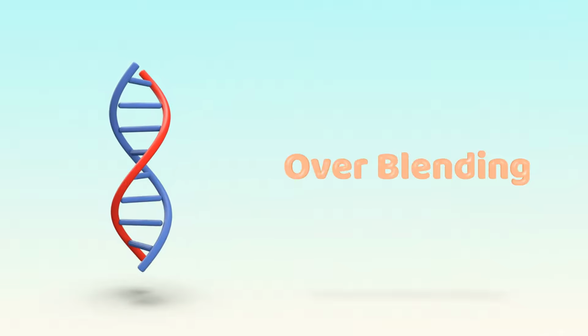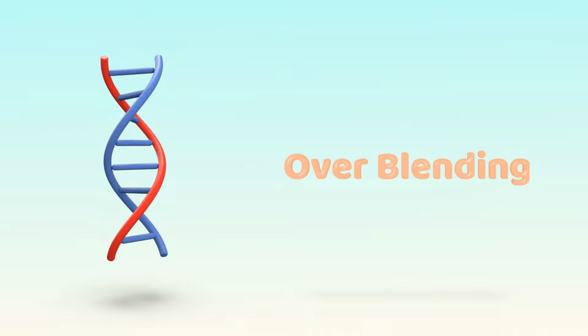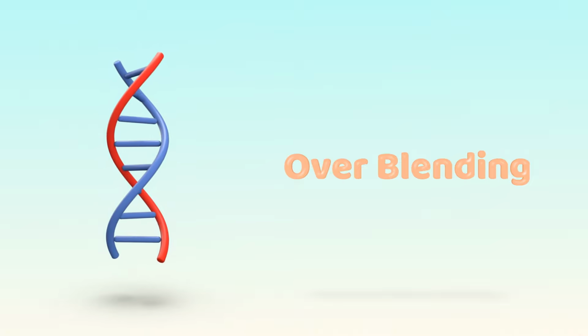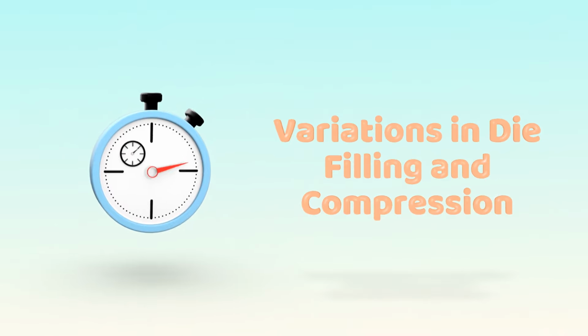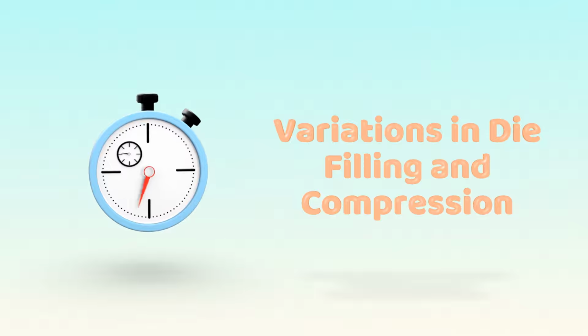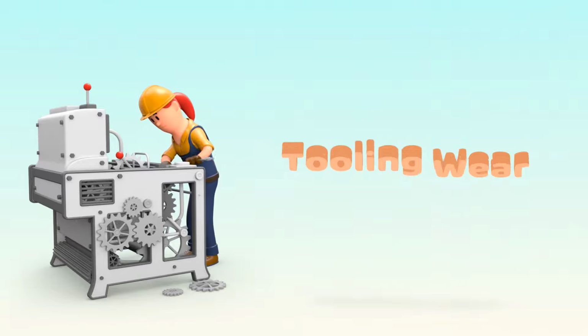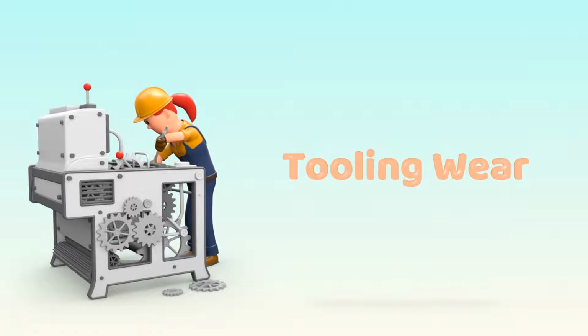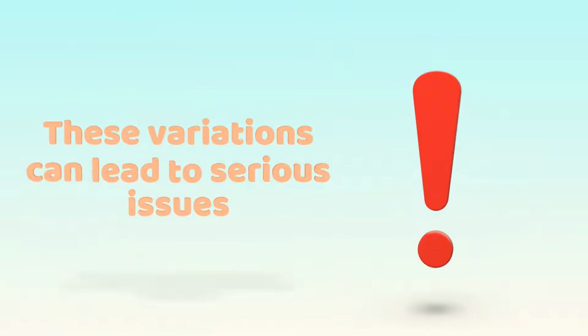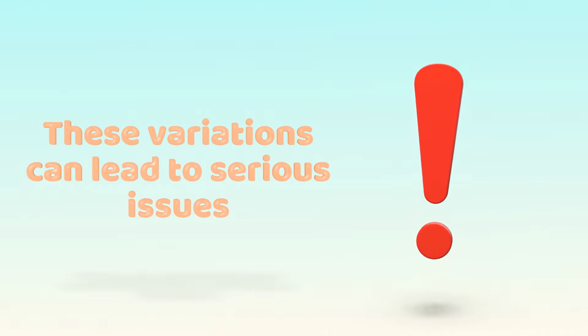Incorrect dosing height or using the wrong fill cam can lead to overblending, impacting the particle size distribution, resulting in variations in die filling and compression. Additionally, overblending can cause low hardness, capping, and dissolution issues. Tooling wear can also lead to variations in thickness, worn punches and dies, changing the tablet's effective volume, impacting density, and causing defects. These variations can lead to serious issues and struggles when trying to manufacture a quality tablet.